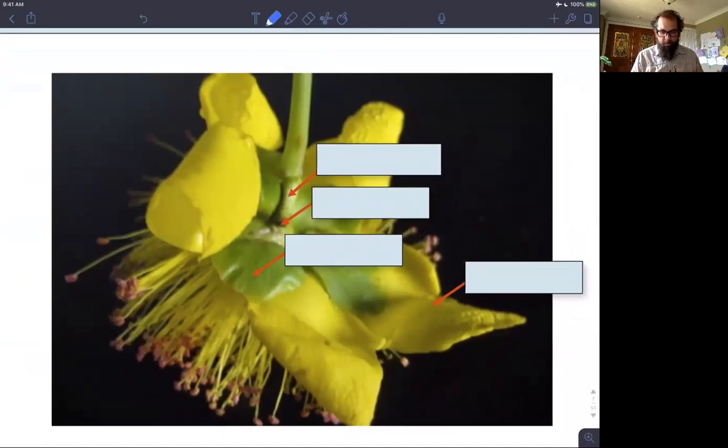And so we first have the stalk. Remember that flower stalk, that modified stem that leads to the flower. That's called the pedicel. And then we have the point of attachment of all of our reproductive whorls. So the spot on the end of that stem where all of the flower parts are attached, and that was called the receptacle.